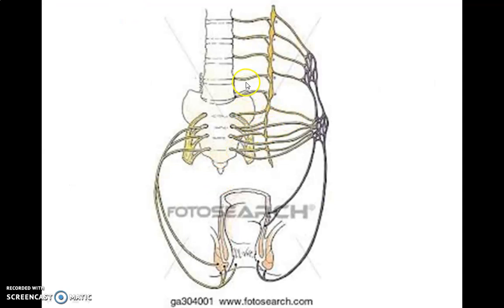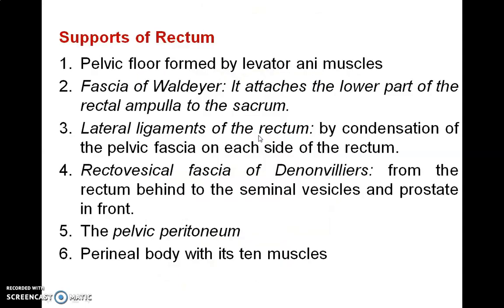See, this is the nerve supply shown to the rectum, both sympathetic and parasympathetic. Sympathetic is by the L1 and L2 segments of the spinal cord and parasympathetic is by the pelvic splanchnic nerves, that is the S2, S3, S4 segments of the spinal nerves.